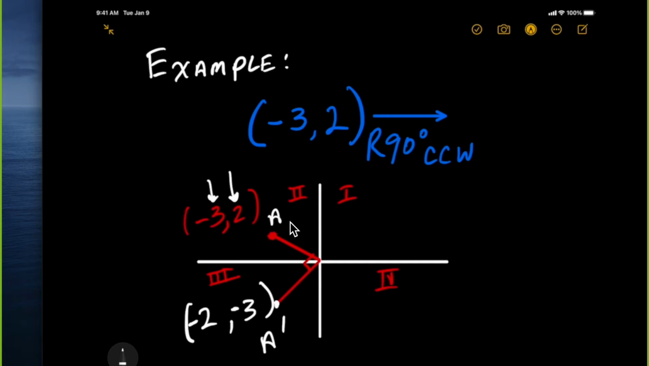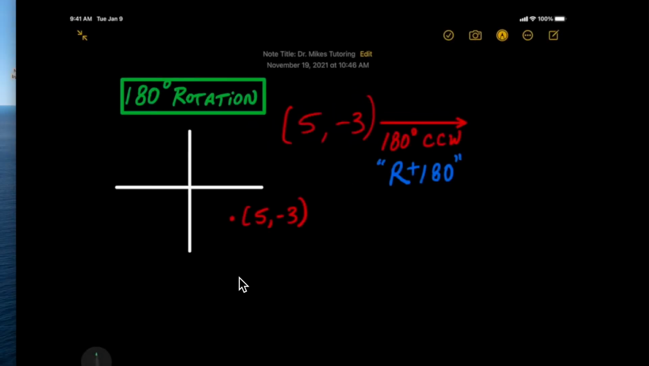90-degree rotation: flip the positions of the numbers themselves, the integers themselves. Ignore the signs and deal with the signs at the very end when you determine which quadrant you are in. So this is a 90-degree counterclockwise rotation. Next, we are going to consider the 180-degree rotation, and we're going to use this point as an example. And we're going to go counterclockwise as indicated here.